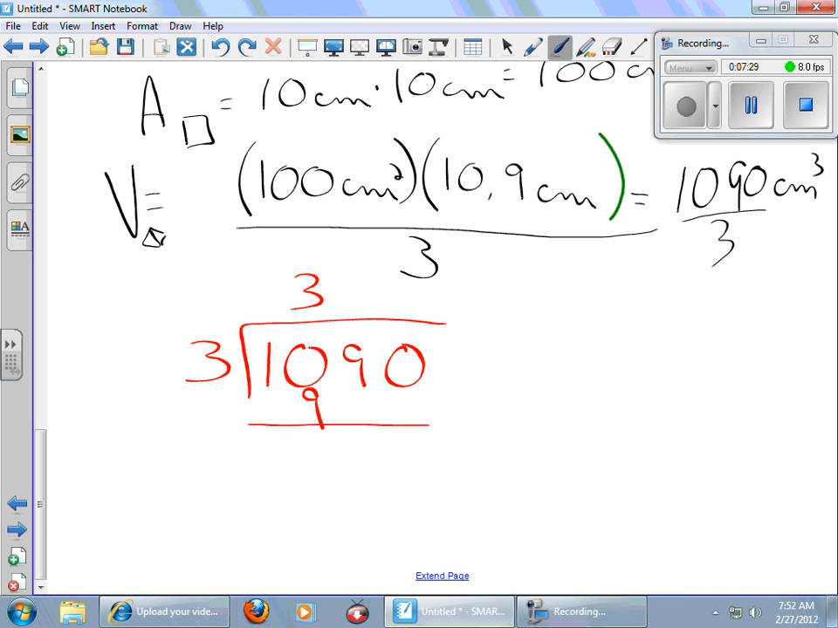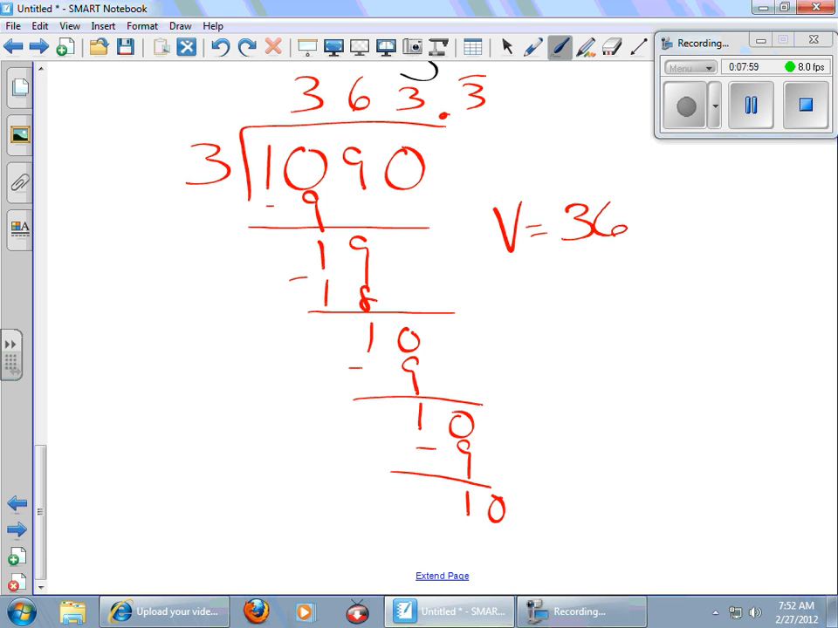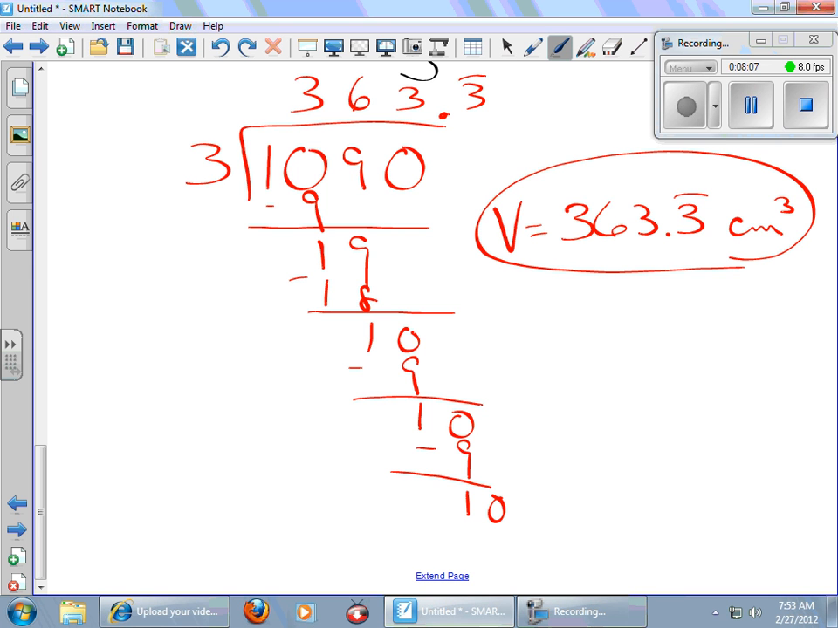long division. 19 is going to be 6, 18, it's going to be a 10, and, oh, that's okay. That's going to go in 3 more times, and I'm going to get a 9, and then watch what's going to happen. We're going to have a decimal point, but I'm going to get 10 every single time. See, I'm going to get 9, subtract, and then 10 again, and then 10 again, and so that's going to be that. So the volume of this pyramid is going to be 363.3 repeating, or 363 and 1/3 centimeters cubed. And again, in class tomorrow, we will explore how to do that.